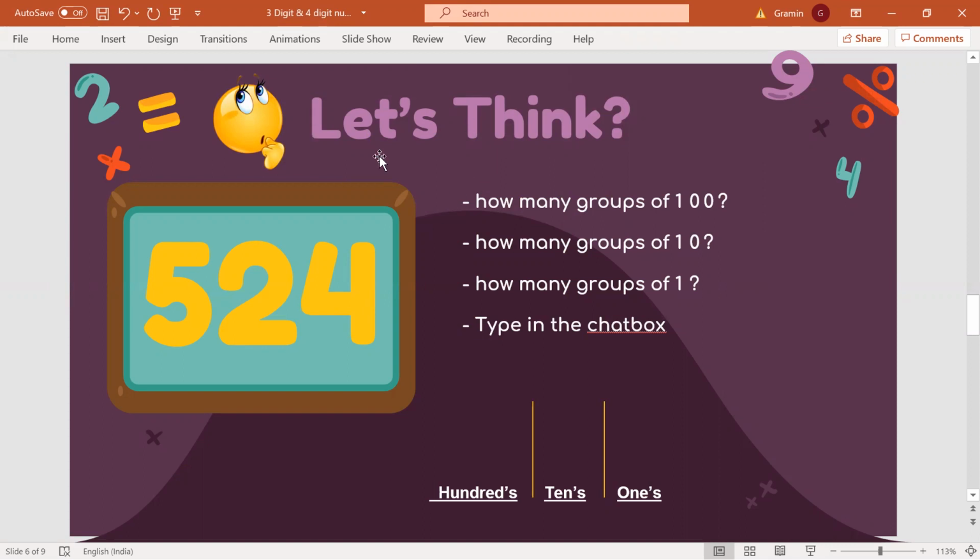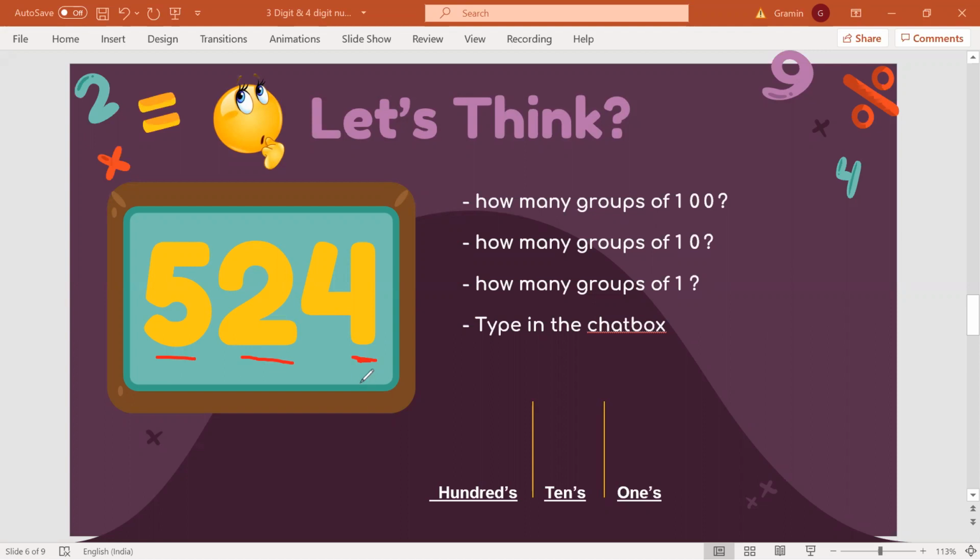Now it is basically asking us how many groups of hundreds are there in this number, how many groups of tens are there, and how many groups of one are there. So just now we saw that the number of groups of ones we write at the rightmost position, the number of groups of tens we write in the middle, and the number of groups of hundreds we write at the leftmost position.